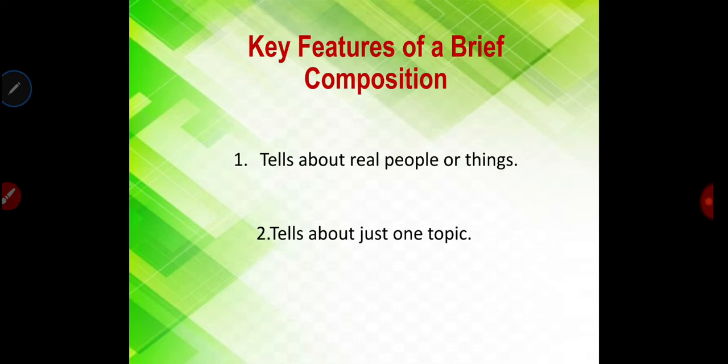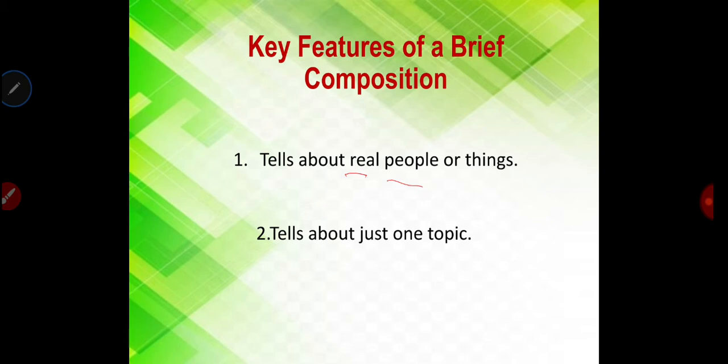Okay, let's talk about number one. It tells about real people or things. Remember that a brief composition is about real things, real people. All right, so it is really happening in your life and my life, and of course other people's life. Not just people. It can also be things. It can also be animals.